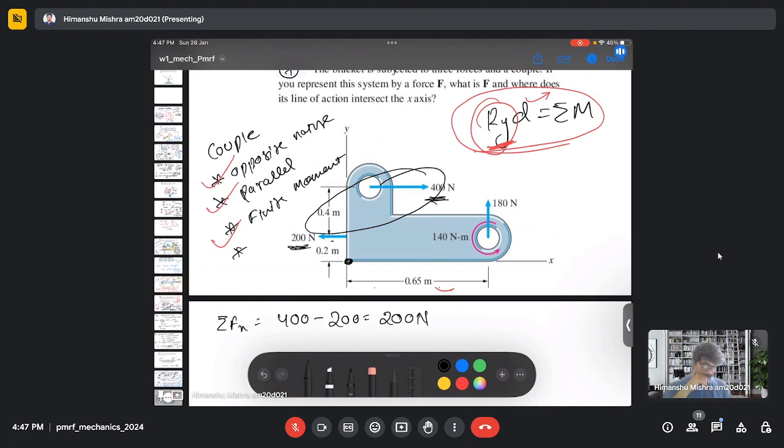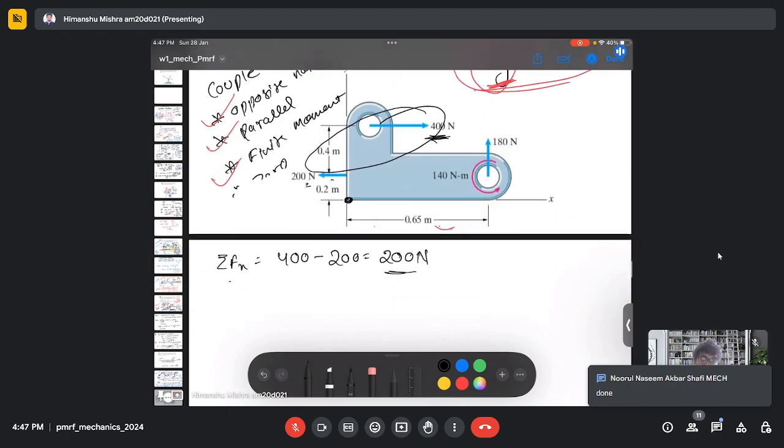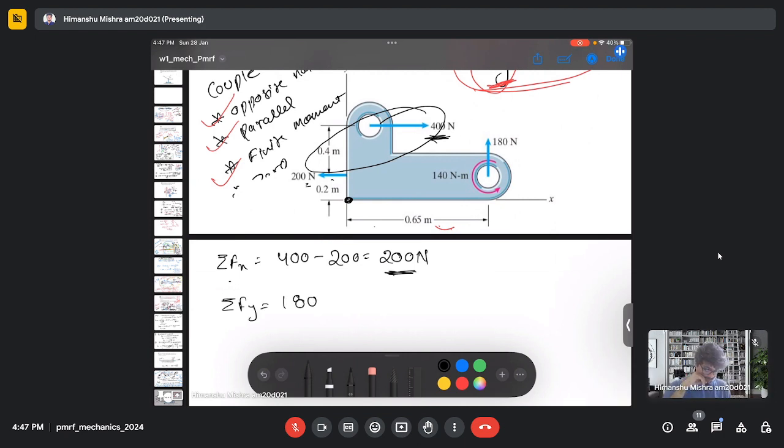But in the couple, what happens? The net resultant force is zero. And here the net resultant force is not zero. It is actually 200. So this system cannot be a couple, because in the couple we have opposite forces and they should be equal also. So here the net resultant force in the x direction is 200 Newton, and similarly in the y direction it is 180 Newton.